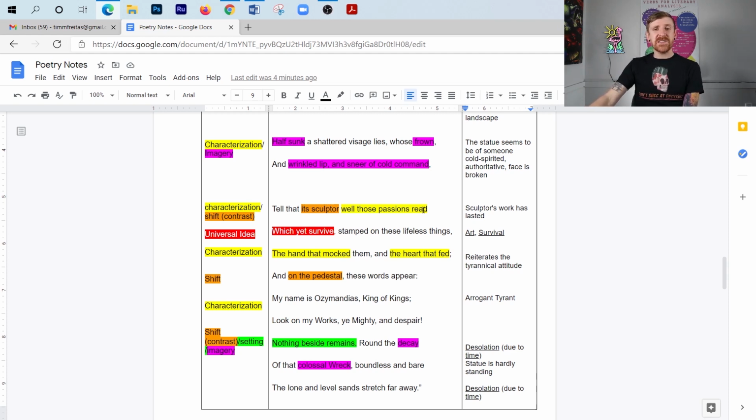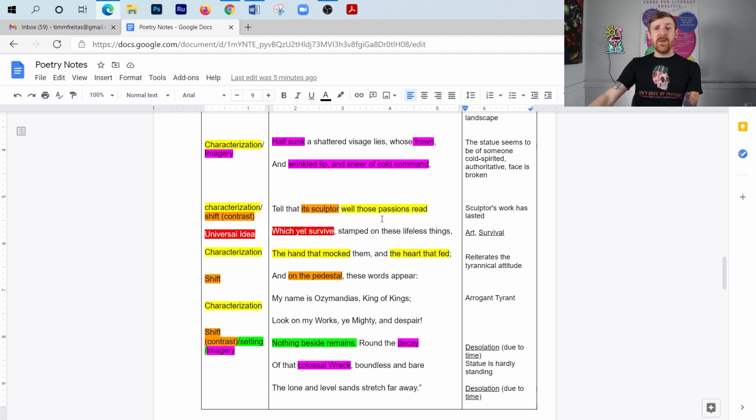"Well those passions read, which yet survive." And now this right here, what do I understand about the sculptor because of this? The sculptor is mentioned with positive connotations, "well those passions read," and the sculptor's work still survives. And so now we see a contrast here between the sculptor and whoever was being represented in this statue. And that's really important because the only positive connotations here are with that kind of art and sculptor.